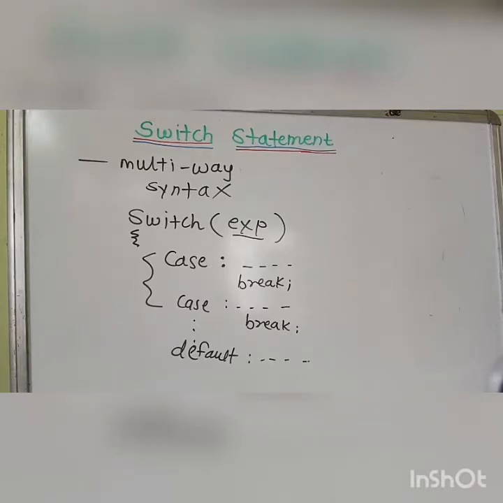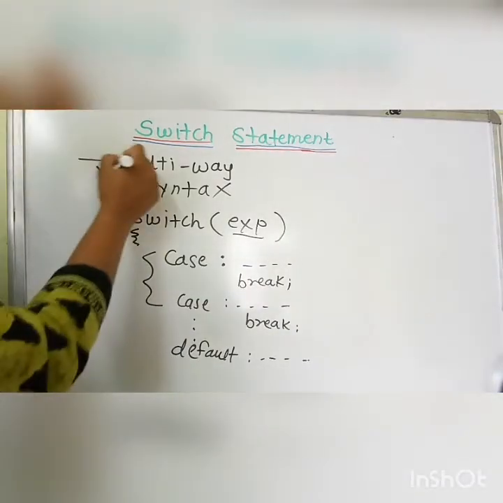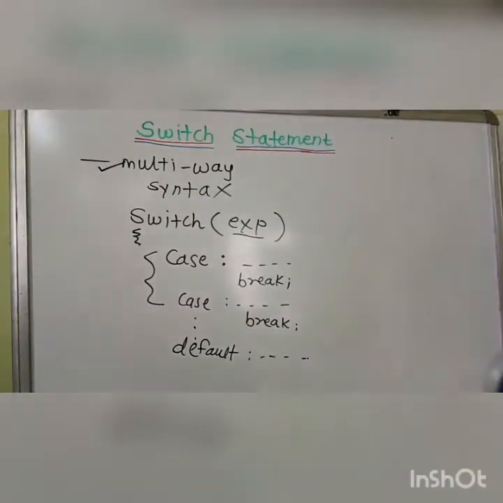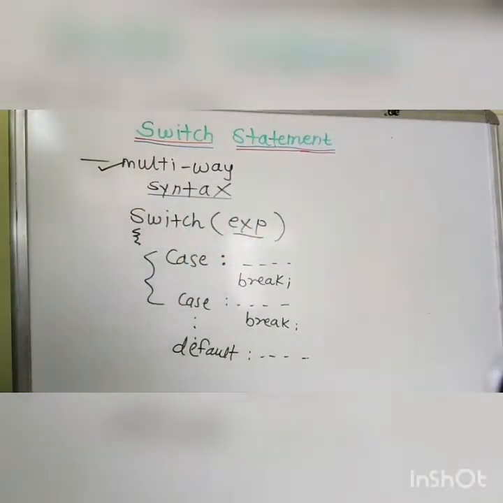We will see one of the looping mechanisms, that is the switch statement. Switch is nothing but one of the statements used to select one from many, meaning it is a multi-way decision making statement, or we will call it a looping mechanism. So we will see the syntax of a switch statement.